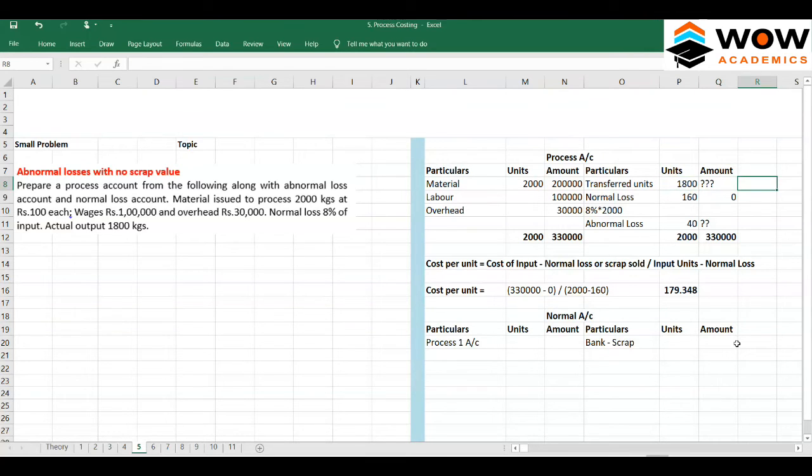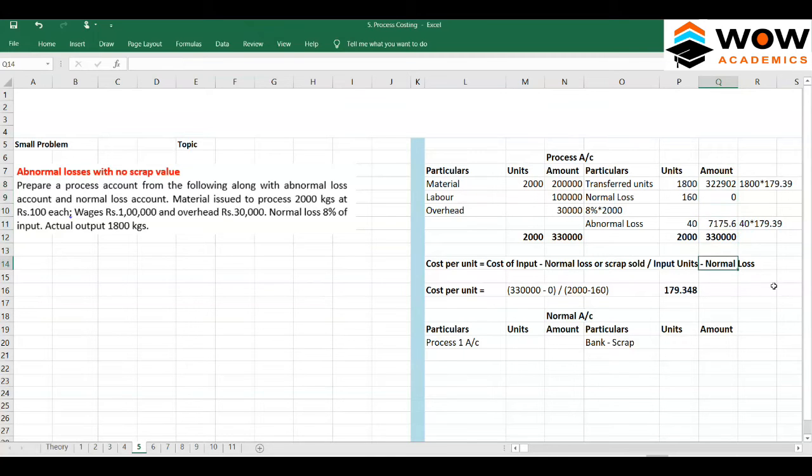So 1800 into 179.39, we'll round it off a little bit, so you will get this answer. Here it is for 40 units. If you add both, their value comes to 3,30,000. So that's about this problem.